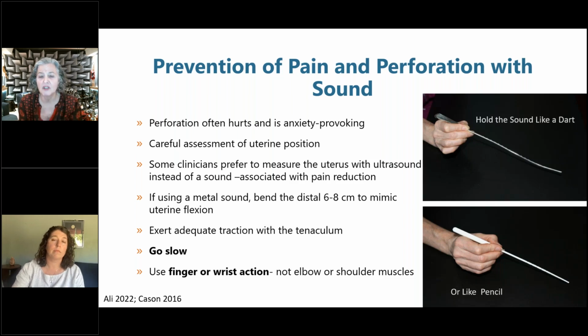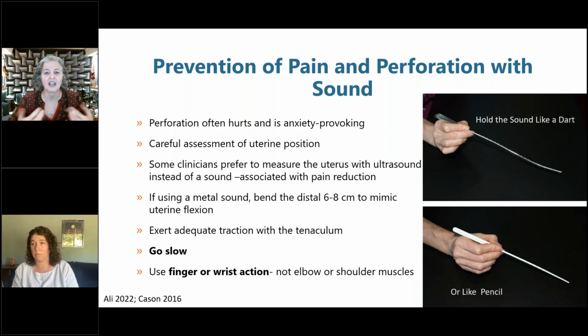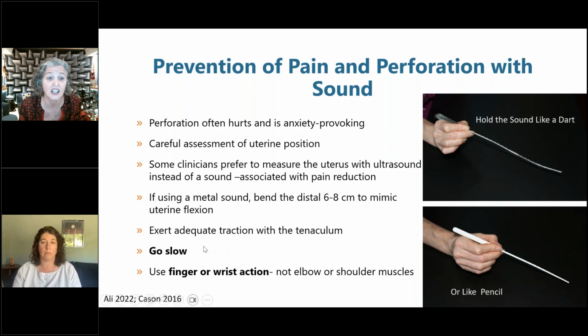So, if using a metal sound, only bend the distal 6 to 8 centimeters to mimic the flexion that you have assessed during your bimanual. And if it comes out of the autoclave with any kinks in it, straighten them out. You want your sound to look like the one in the top picture here, and use enough traction with the tenaculum so that you're going to have a good shot at passing through the internal os on your first shot. Go slow, slow.